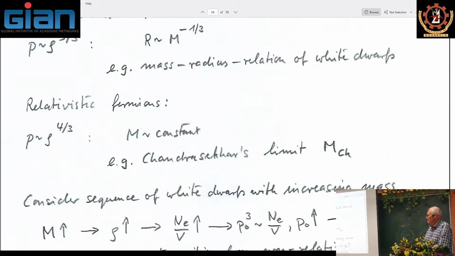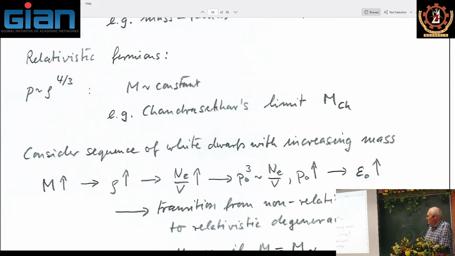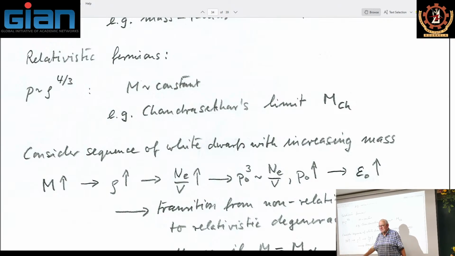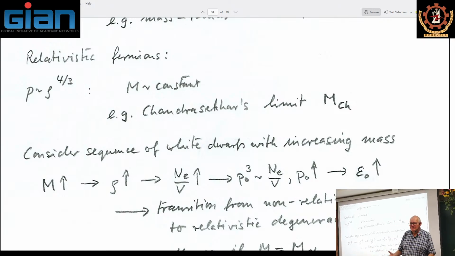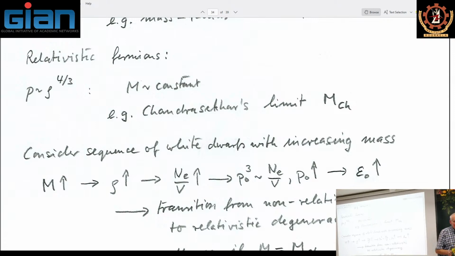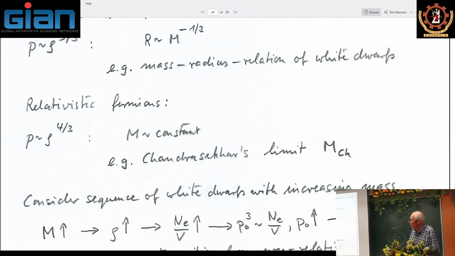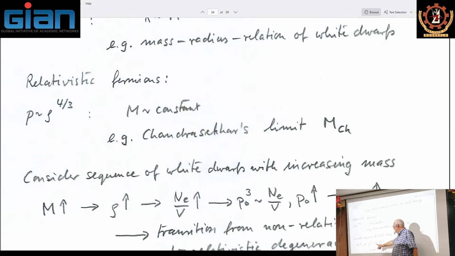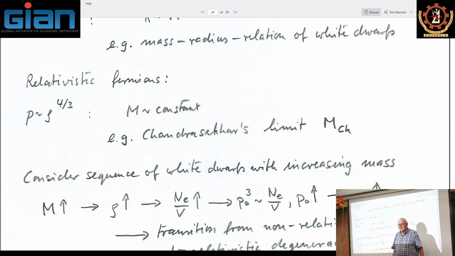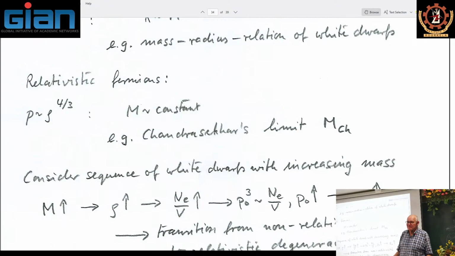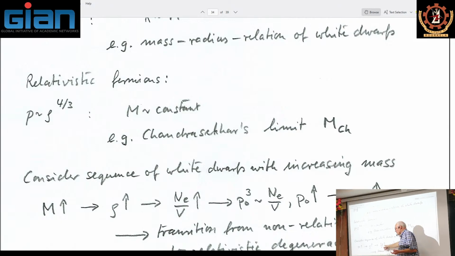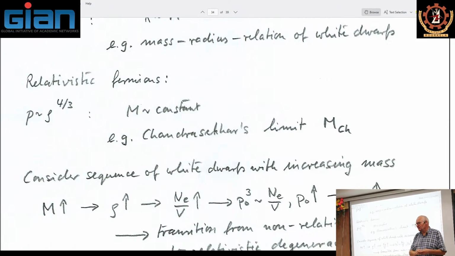Now consider a sequence of white dwarfs, and let's increase the mass. Once we increase the mass, the density would increase even if the radius would be constant, but the radius decreases with mass, with the power minus 1/3. So in any case, mass increase leads to the increase of the density. Well, this implies that also the number density of the electrons increases. Of course, charge neutrality would require that.